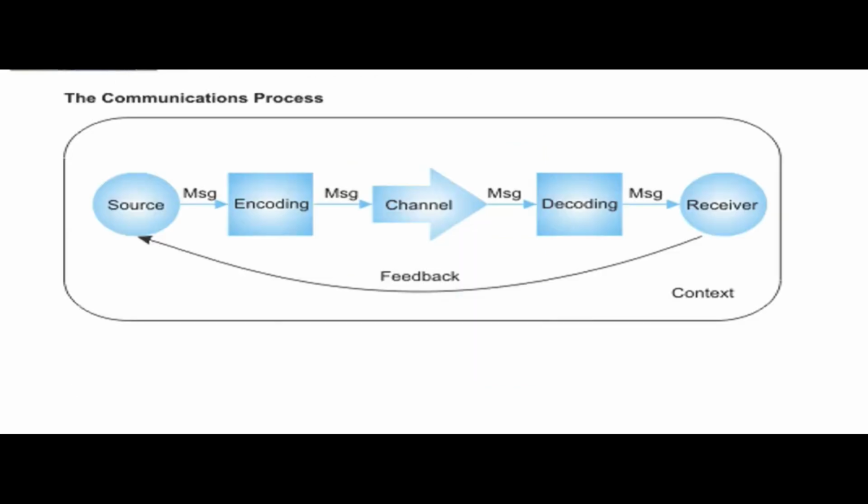Okay, so the whole description which I have done up till now can be represented in this particular diagram, where there is a source. The source creates a message, which is encoded. The encoded message is put through a channel or media, and through that channel or media, that message is passed on. The message is decoded by the receiver. Depending upon the understanding or comprehension of that message, he gives the feedback to the source, whether he liked it or not.